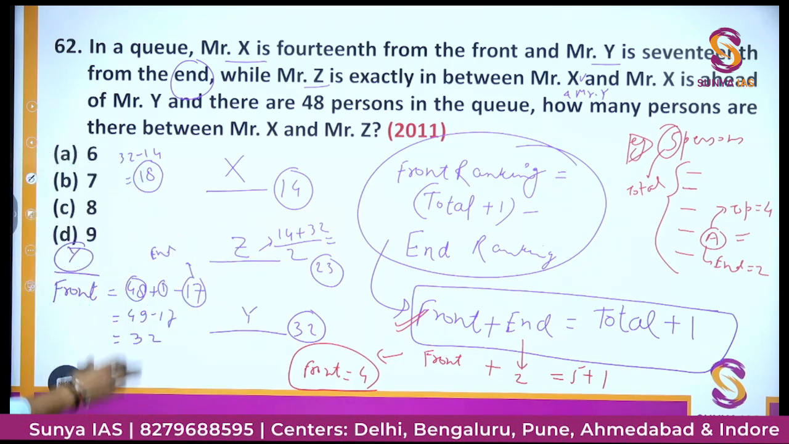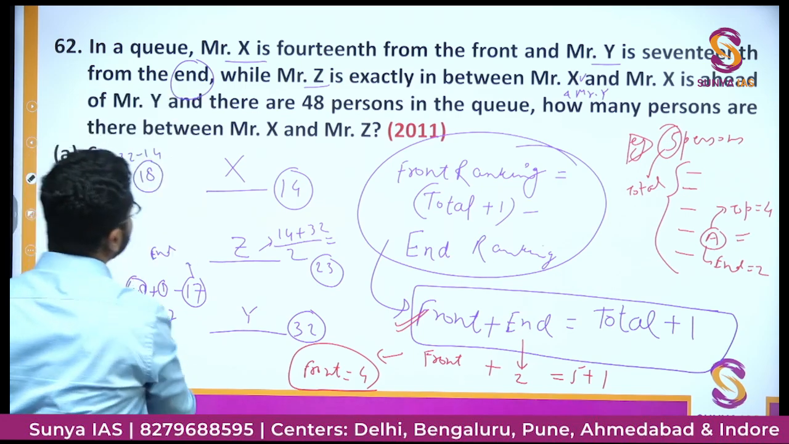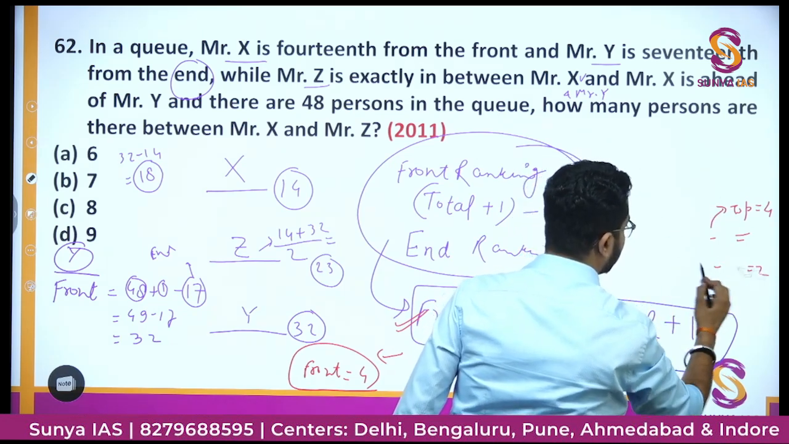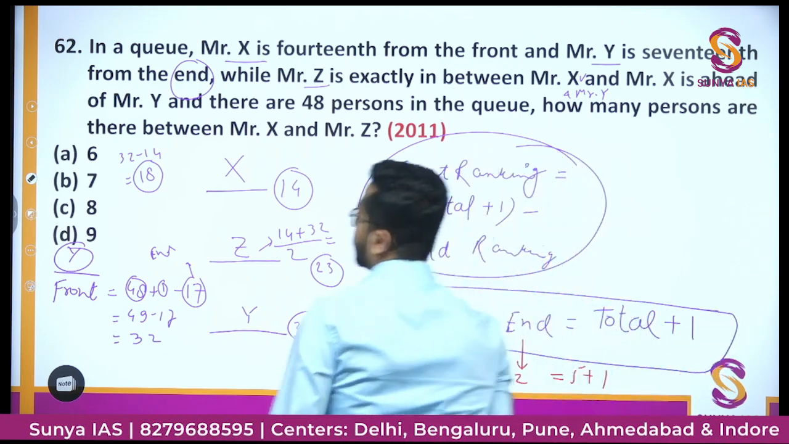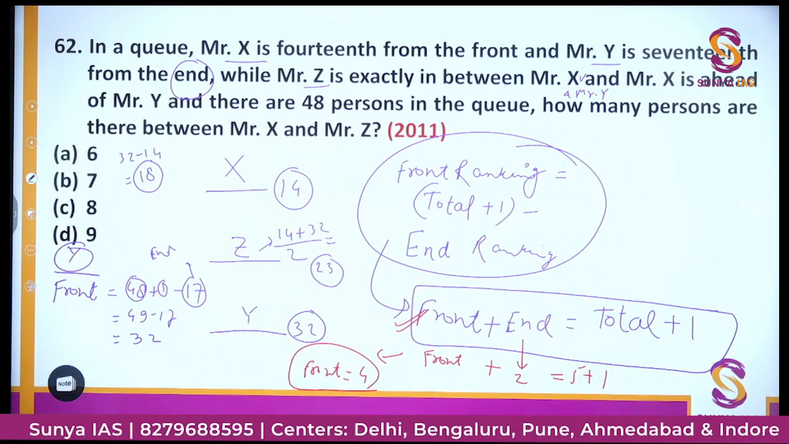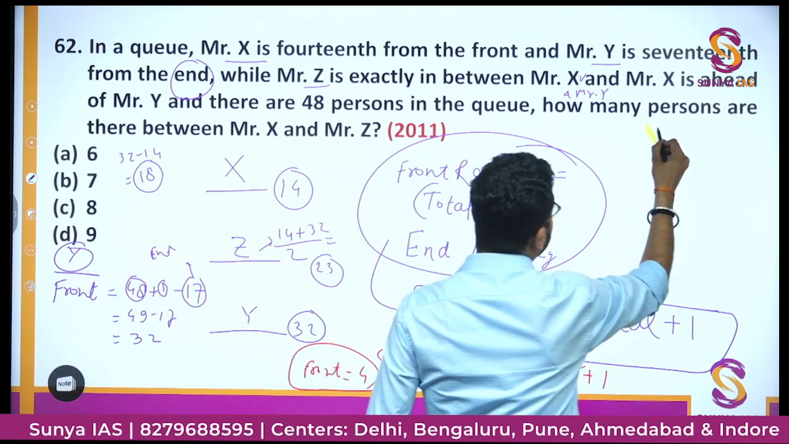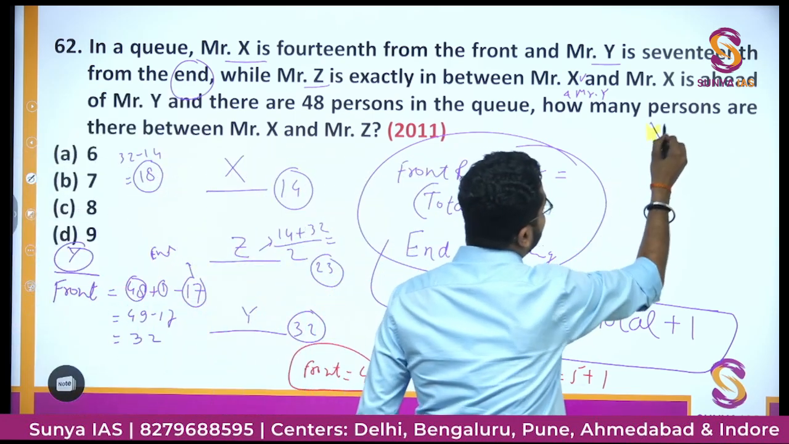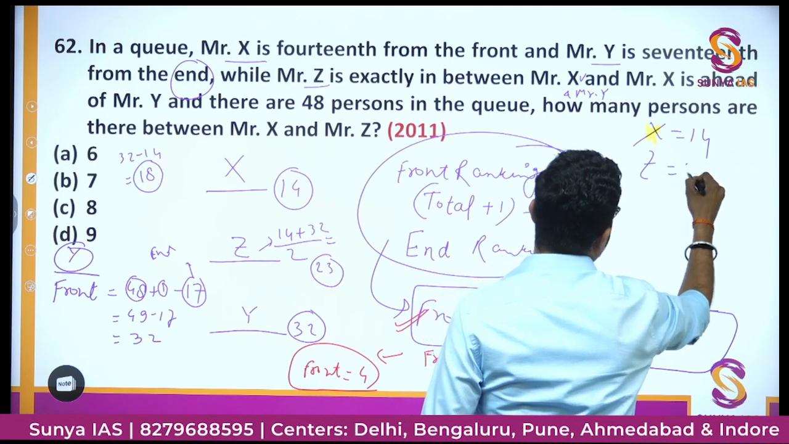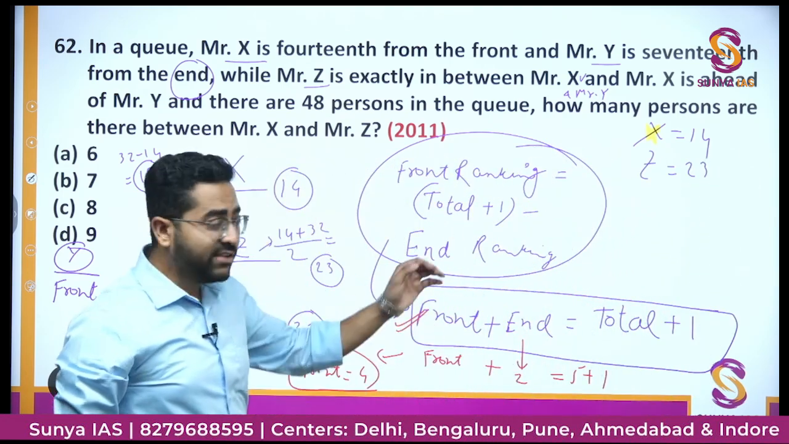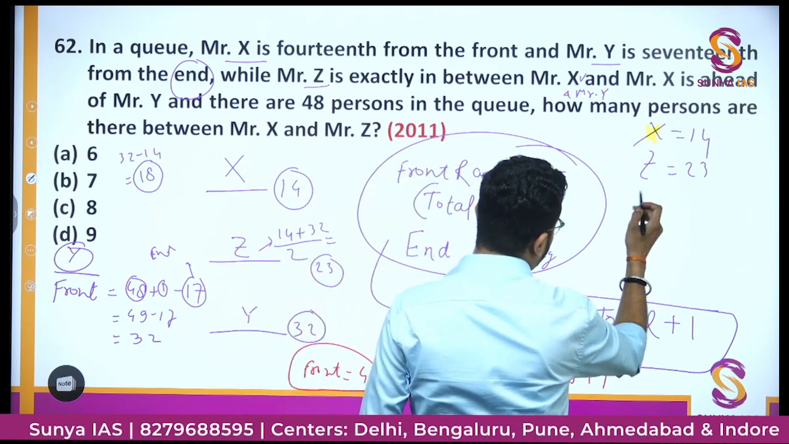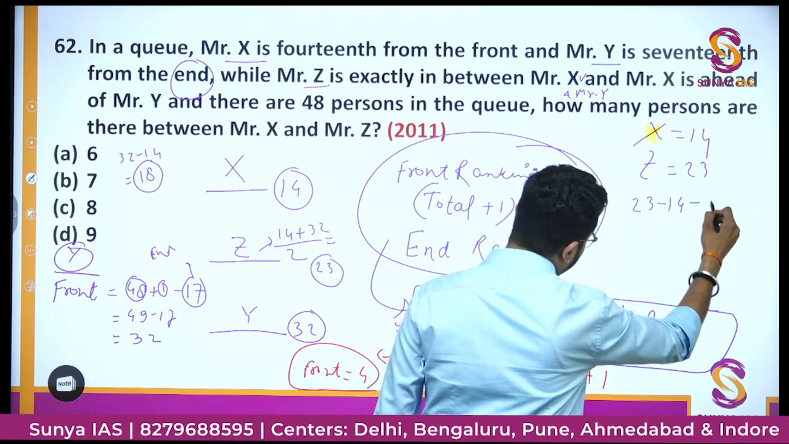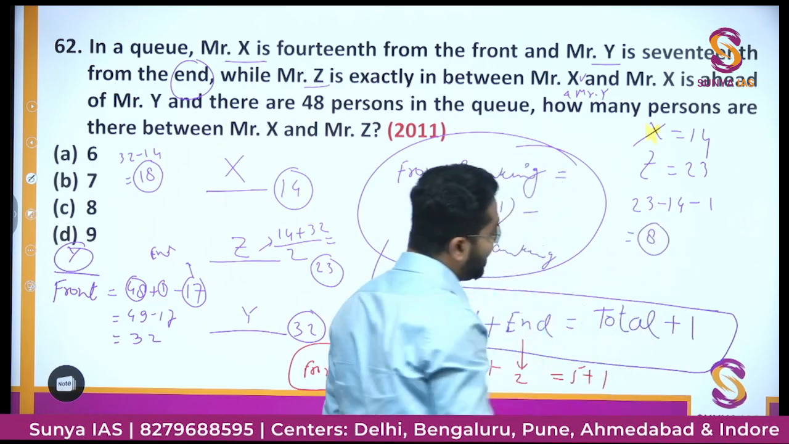Now it is asking how many persons are there between Mr. X and Mr. Z. Mr. X is at 14th place. Mr. Z is at 23rd place. So between 14th and 23rd, we will have 23 minus 14 minus 1, that is 8 students. Why did we do this minus 1?